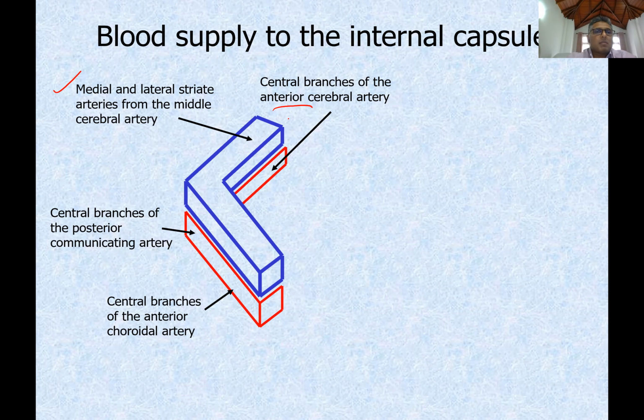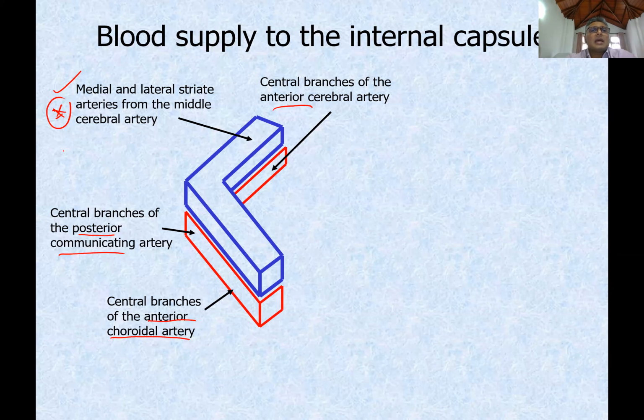Then the genu area is supplied by branches of the posterior communicating artery, and the posterior limb is supplied by the anterior branches of the anterior choroidal artery. And this is not a complete list, okay? So I'm just handling the main arteries here. Now the important point that you should remember by looking at this diagram is that the medial and lateral striate branches of the middle cerebral artery are so important when it comes to the supply of the internal capsule, because it supplies all areas of the internal capsule.